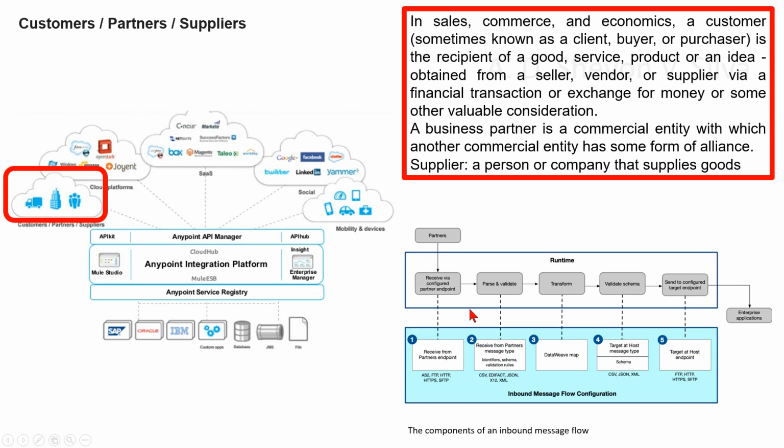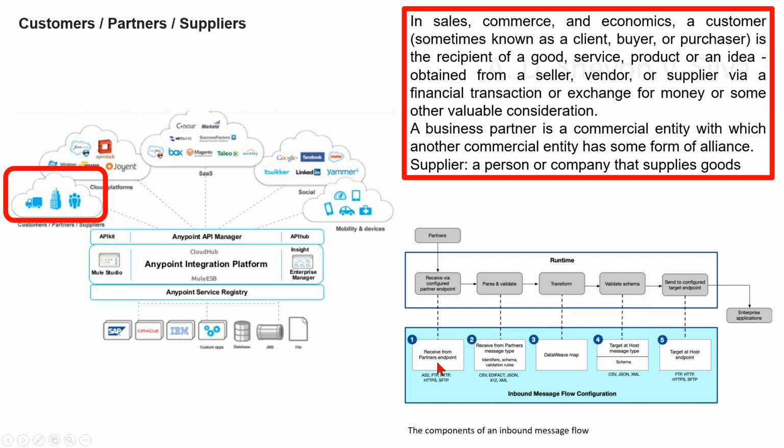Here you can see the components of an inbound message flow. The inbound message flow does the following: one, receive application messages from your partner either directly or through a third-party connection; two, transform the message to the format used by your backend application; and three, forward the messages to those applications.